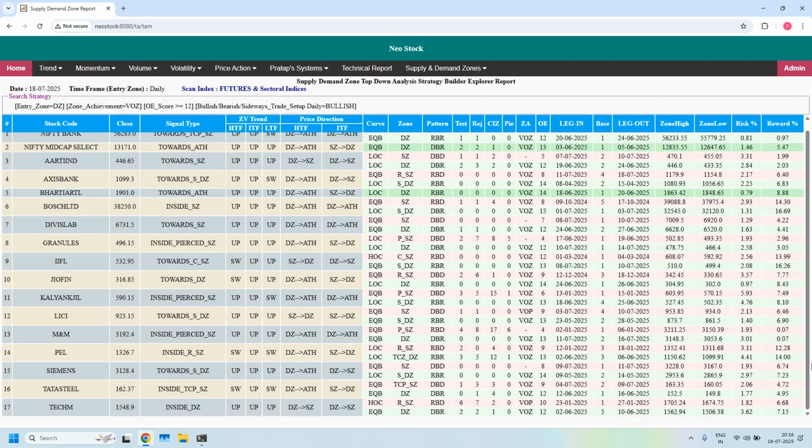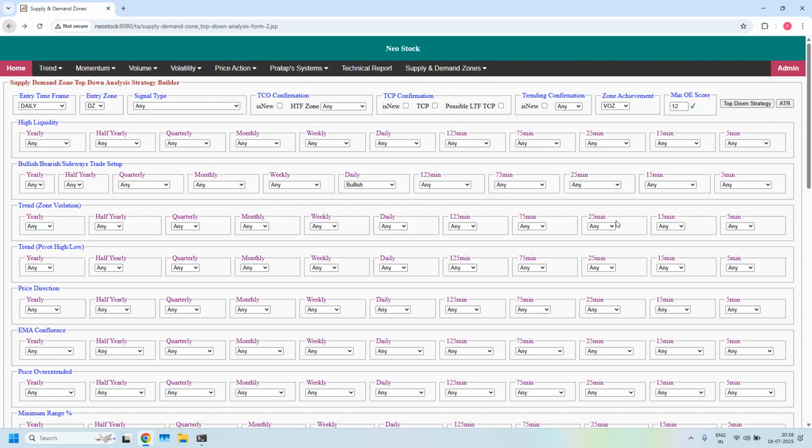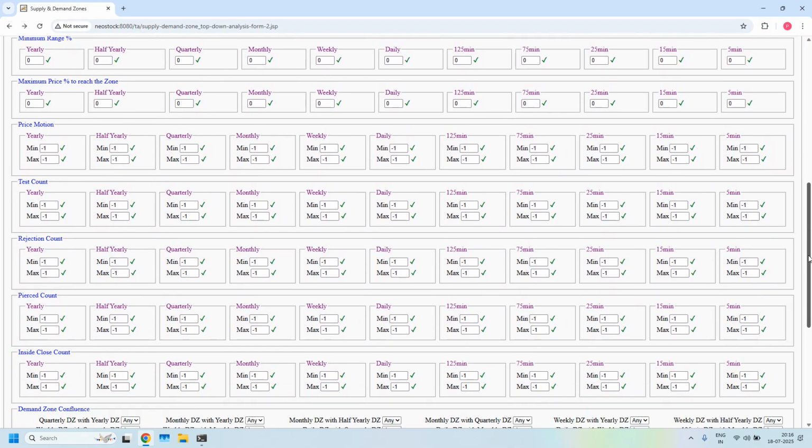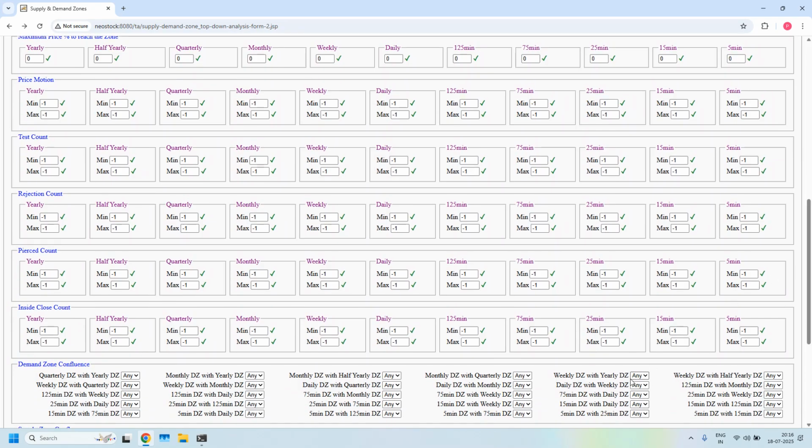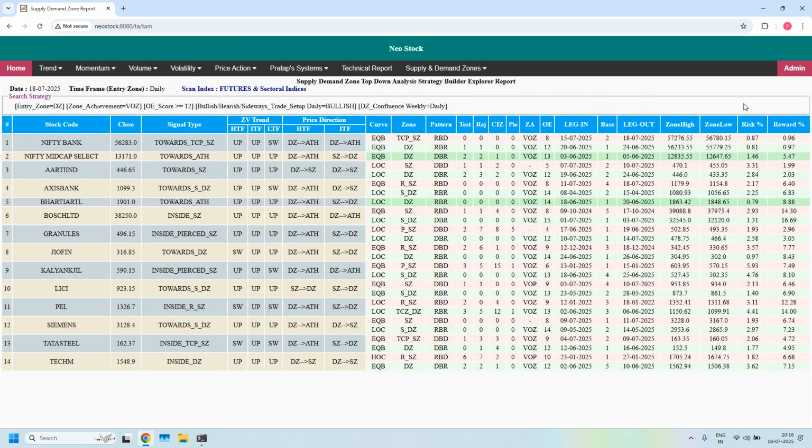How to identify them? For that, we are using different zone confluence and EMA confluence strategies you learned in lesson 27. First, I am applying the filter on these 17 stocks based on daily and weekly demand zone confluence. That is LTF and ITF demand zone confluence. Out of 17, we got 14 stocks. In all these 14 stocks, these daily demand zones are overlapped with weekly demand zone. And also the weekly trend, that is ITF trend, is up in all the stocks.